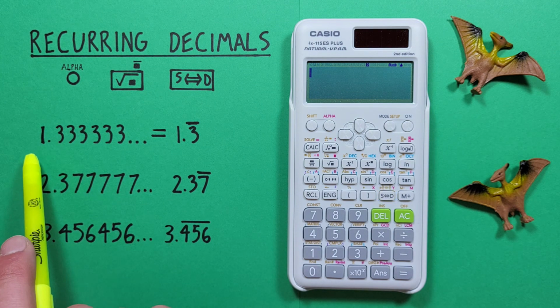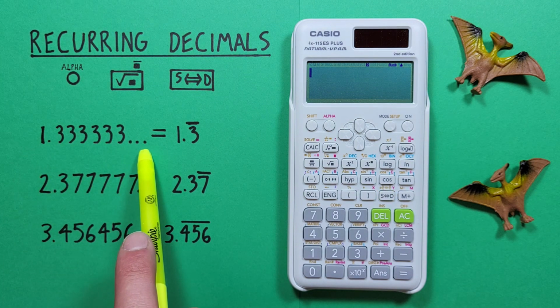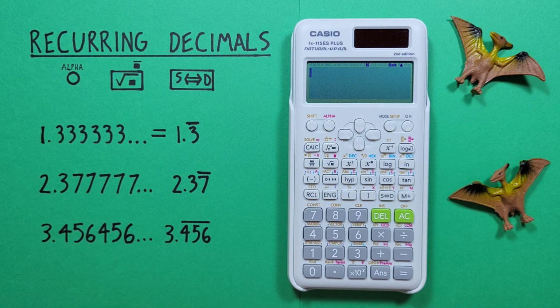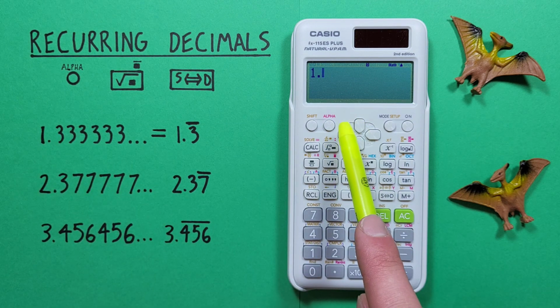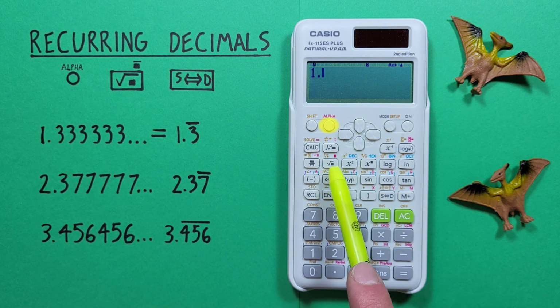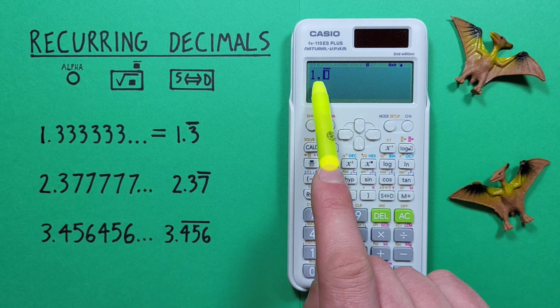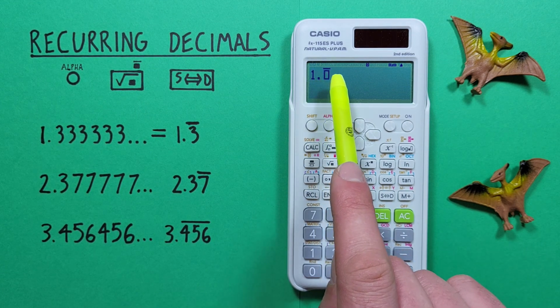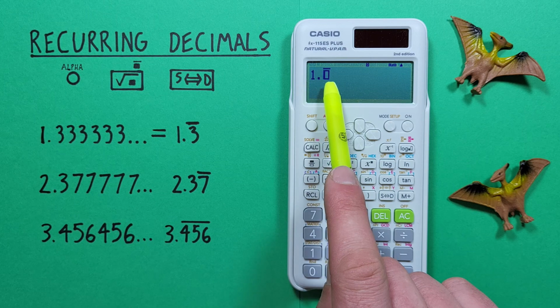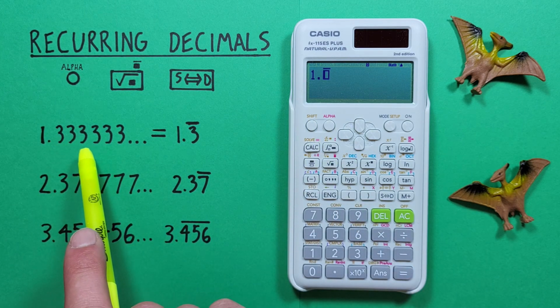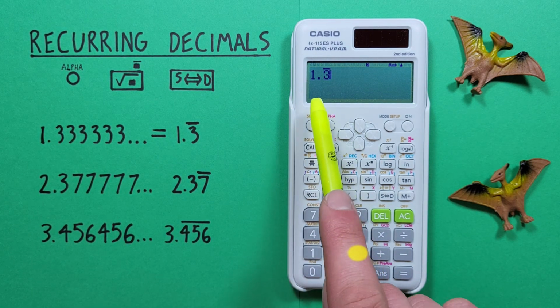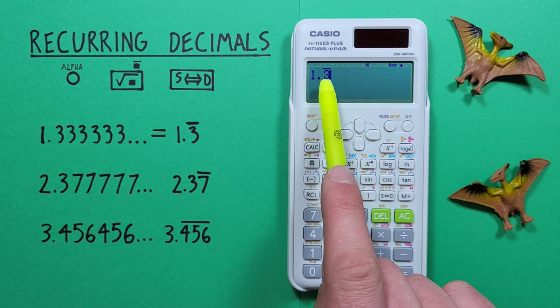If we're given something like this, 1.3333, with the 3's continuing on, and don't want to enter each individual 3, what we can do is start by entering the 1, and then the decimal. And then to enter our recurring decimals, what we do is press the alpha, and then the root key, and that gives us this little box here with the line over top. This is where we enter our recurring decimal. So for this example, it's 3. There we go. Now this says 1.3 recurring.